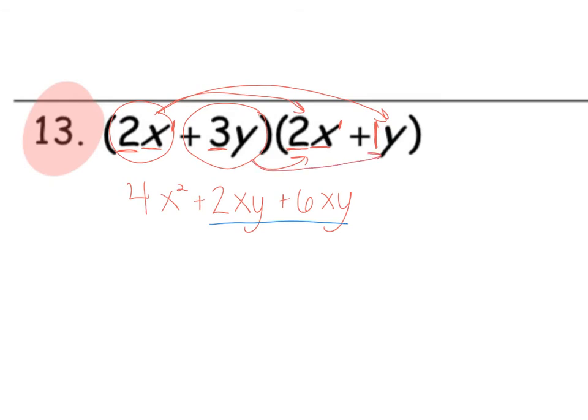3y times y. Coefficients 3 and 1 gives me 3. I have a y. I'm multiplying by another y, so what am I going to do? Just add the exponents, so I get y squared. When I combine like terms, I end up with 4x squared plus 8xy plus 3y squared.